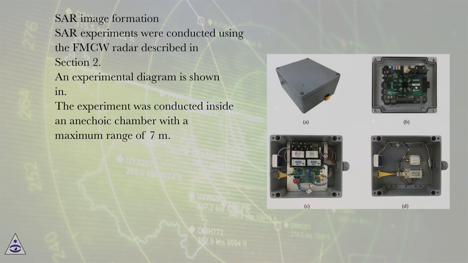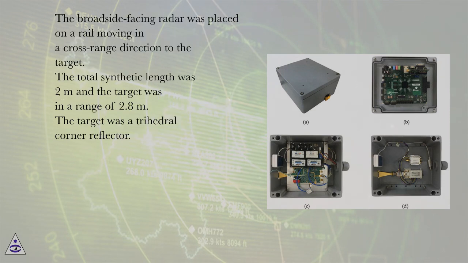SAR Image Formation. SAR experiments were conducted using the FMCW radar described in Section 2. An experimental diagram is shown in. The experiment was conducted inside an anechoic chamber with a maximum range of 7 meters. The broadside-facing radar was placed on a rail moving in a cross-range direction to the target. The total synthetic length was 2 meters and the target was in a range of 2.8 meters. The target was a trihedral corner reflector.